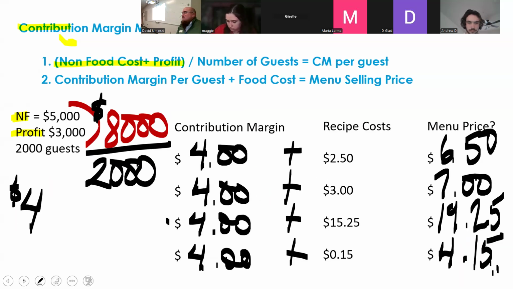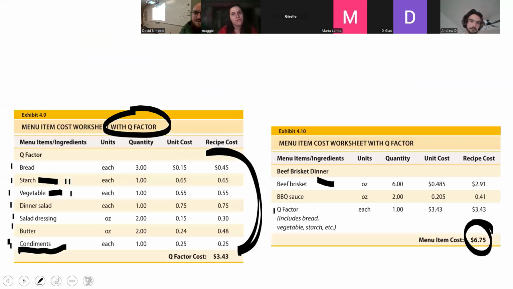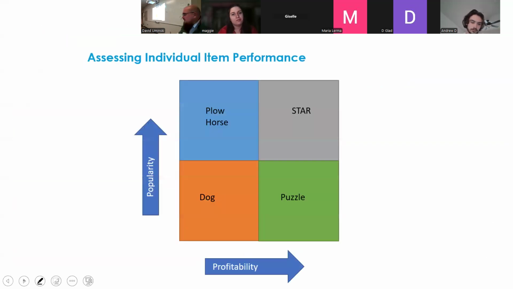Now, contribution margin could be really effective if you're doing catering. And you know you're going to be doing a catering for 250 people. You can easily do this contribution margin method in that regard, because you know you're going to do an event for this number of people, okay? But some of them have good uses.